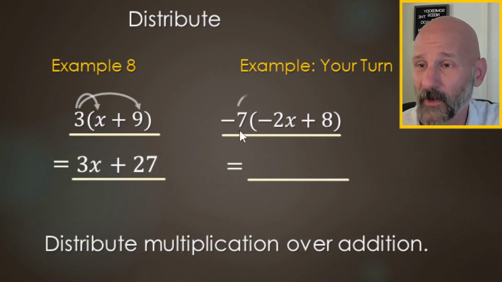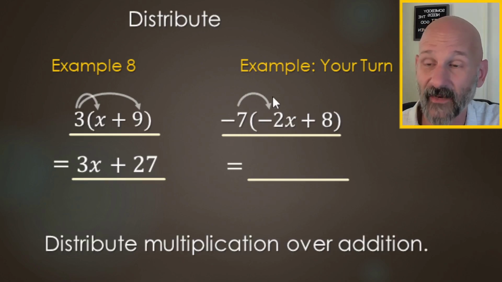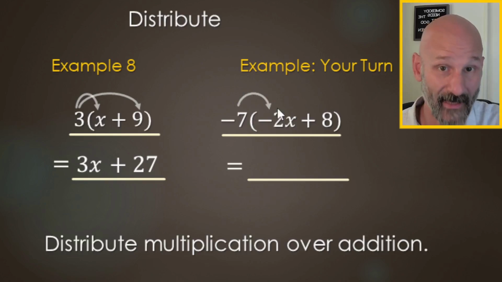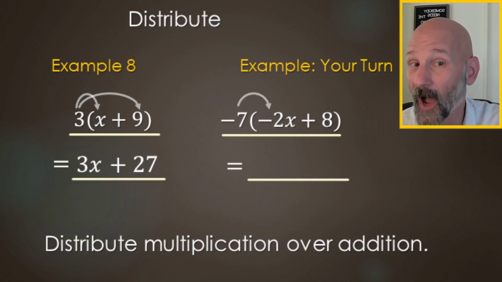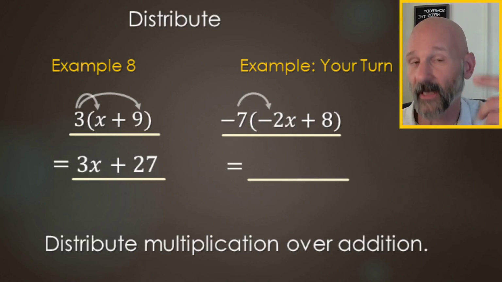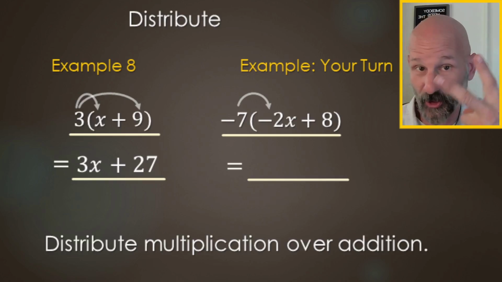So here we go. We're going to go -7 times the -2x and the 8. So -7 times -2x. So we have a negative times a negative. Remember, that's going to be positive. So these are going to get complicated. So first up, break it up. -7 times -2, break it up into 2 questions.